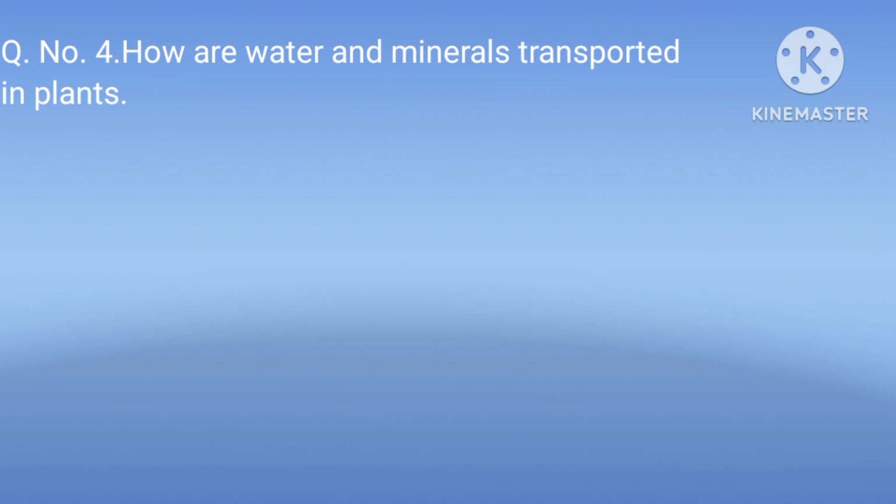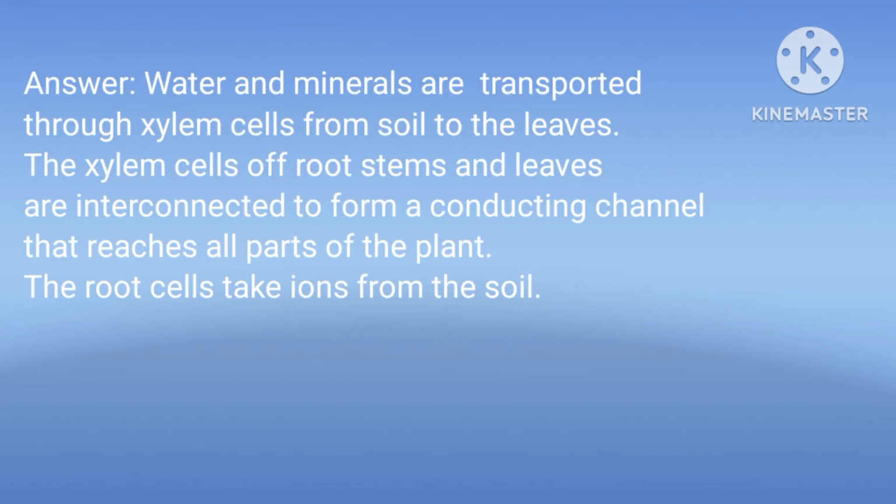Question number 4. How are water and minerals transported in plants? Answer: water and minerals are transported through xylem cells from soil to the leaves. The xylem cells of roots, stems, and leaves are interconnected to form a conducting channel that reaches all parts of the plant. The root cells take up ions from the soil.